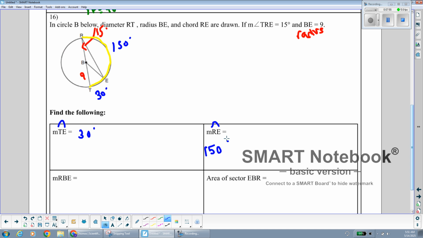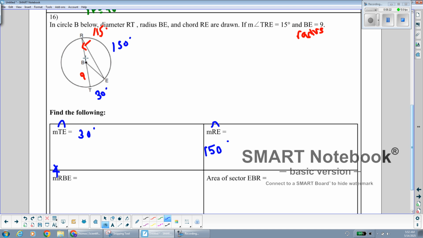Now arc RB. Let me get rid of some of these marks. Okay. Oh, no, that's supposed to be angle RBE. That's why I'm getting confused. Angle RBE.